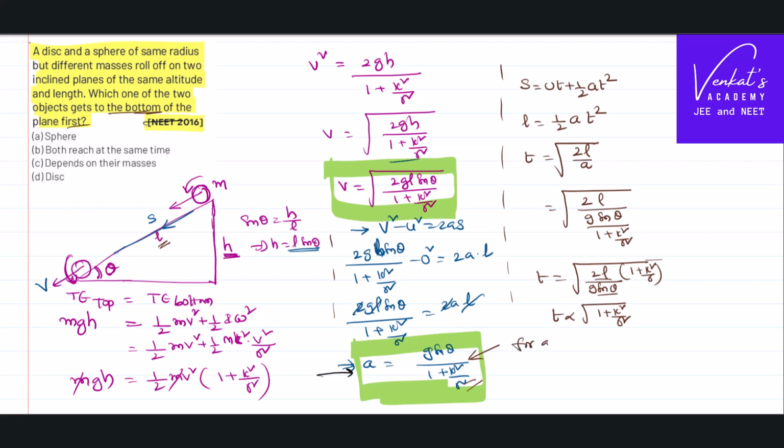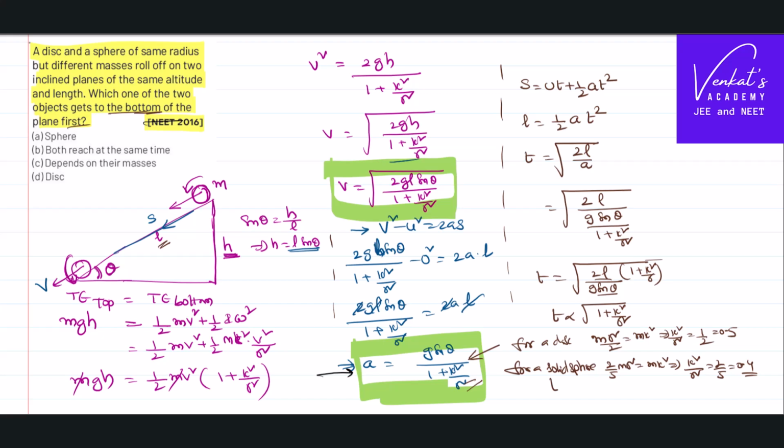For a disk, moment of inertia is mr square by 2. I can equate that to mk square. That implies k square by r square is 1 by 2, that is 0.5. For a solid sphere, moment of inertia is 2 by 5 mr square, which can be equated to mk square. That implies k square by r square is 2 by 5, 0.4.